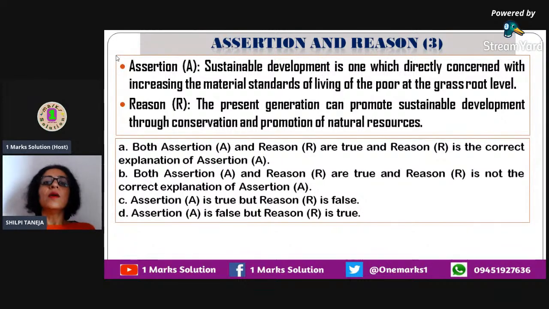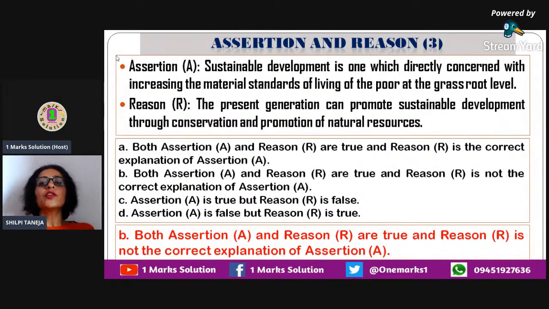Understand carefully, material standards of living of the poor at the grassroots level. That means we should not destroy the resources, or we should not make them so difficult to achieve that the poor may not have them, okay, because we are talking about the natural resources. So that's true. Reason says the present generation can promote sustainable development through conservation and promotion of the natural resources.